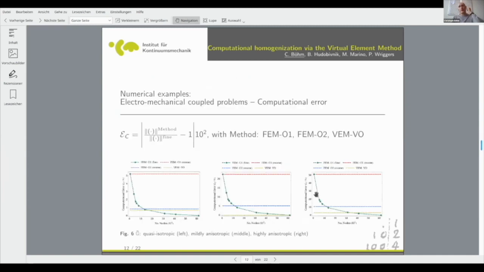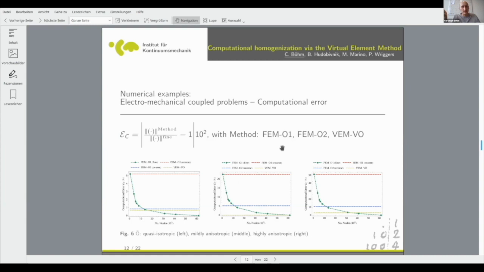And what do we compare? We compare the computational error, as I wrote it here, with respect to an overkill solution, which is these fines. So we compare the norms of these G bar for each method. So FEM01 is maybe you remember from Professor Wriggers' talk.